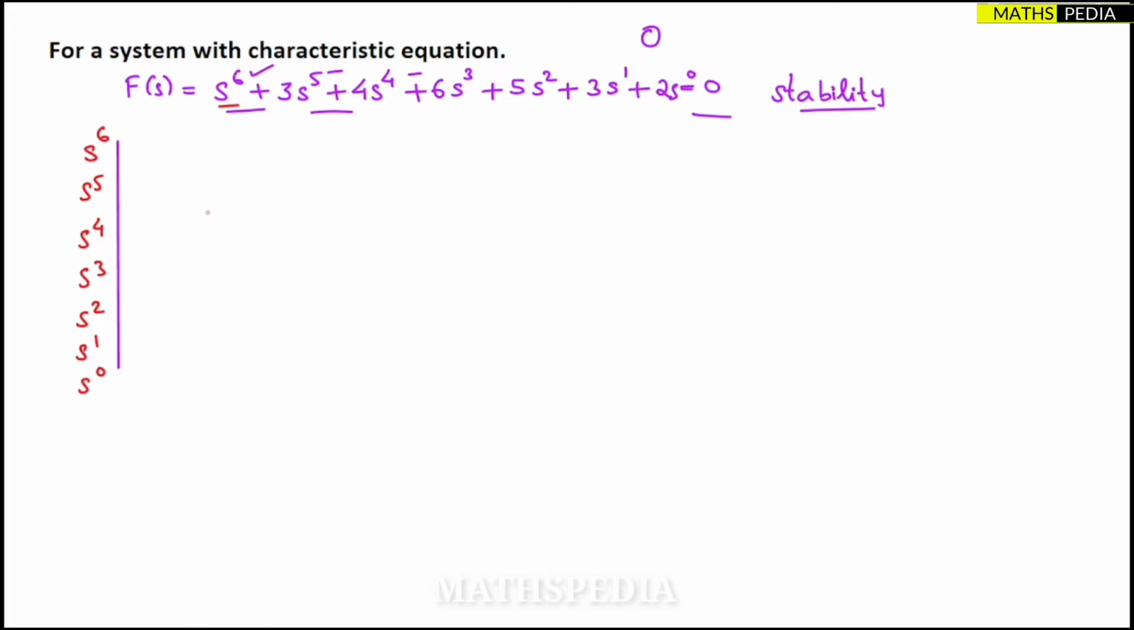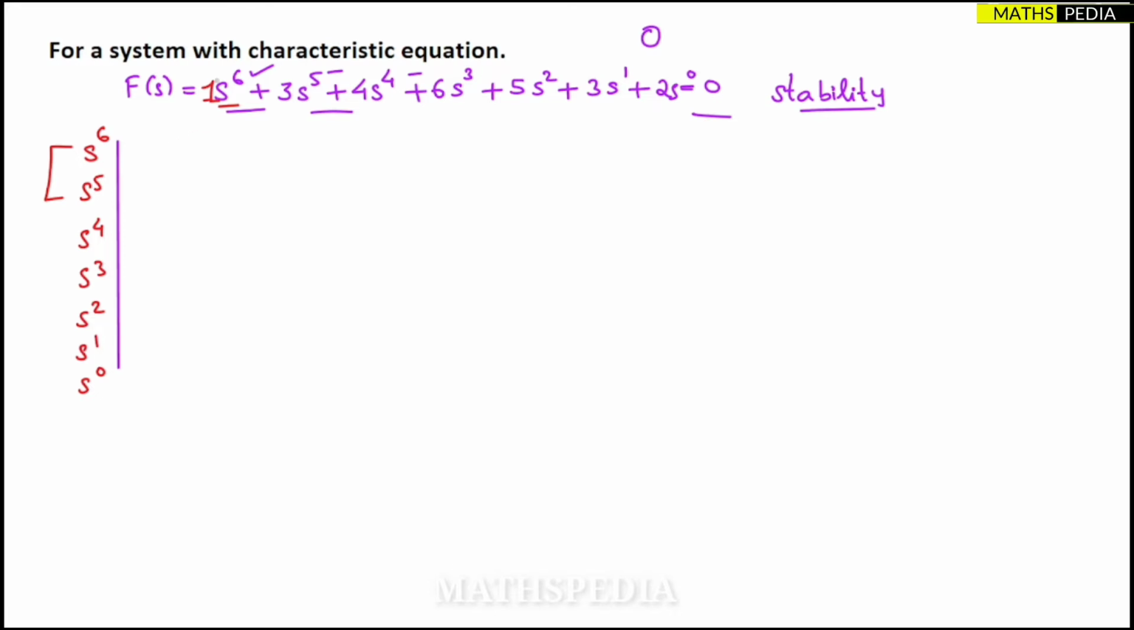Now here let us form it, and one more thing to remember: from the characteristic equation, which is the question given, you can form these two rows. The first two rows you can form directly from the equation, that is the question itself. Okay, how to form that? I'll tell you two methods to write the first two rows.